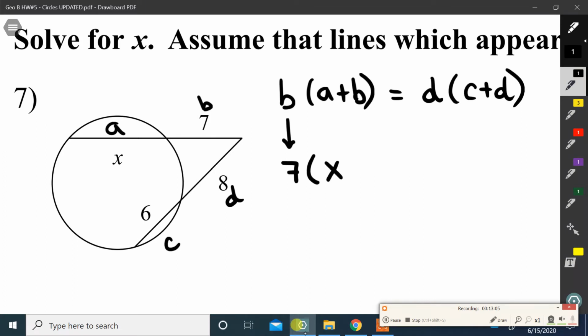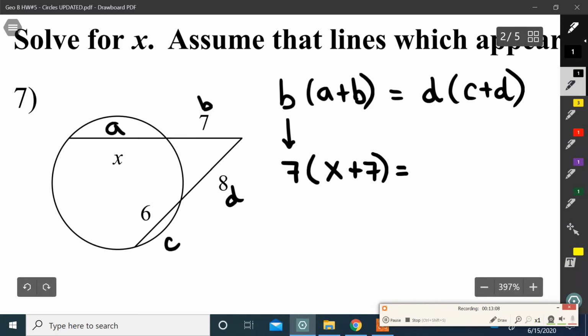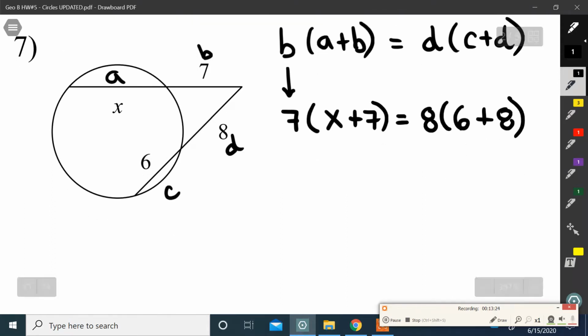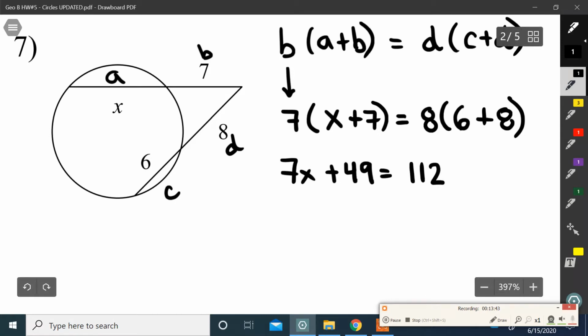And the B, once again, is 7. The D in this case is 8. The C in this case is 6. And the D in this case is 8. Okay, let's simplify that as much as possible. We have 7x, and then we have 7 times 7, which is 49. Let's add the 6 plus the 8, that gives you 14 times 8, that's going to give you 112.